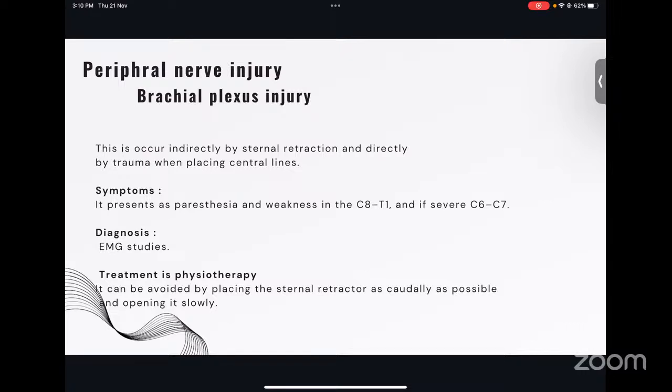The diagnosis is done by electromyography study, and it can be avoided by placing the sternal retractor carefully and trying to open it slowly. Treatment is usually physiotherapy, with referral to pain services for chronic pain which is unresponsive to analgesia.